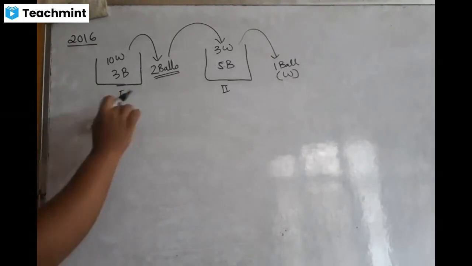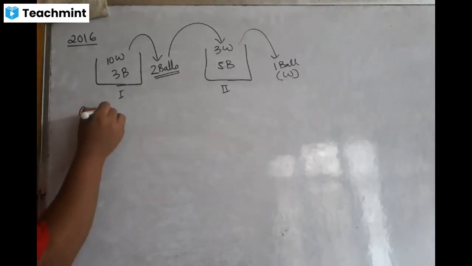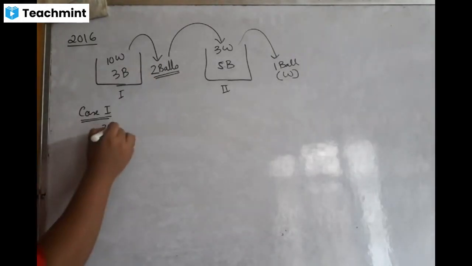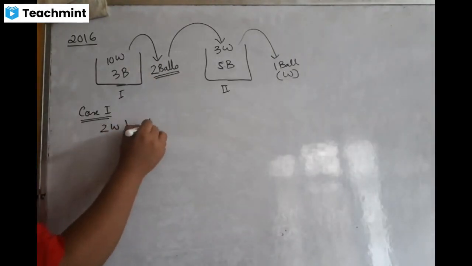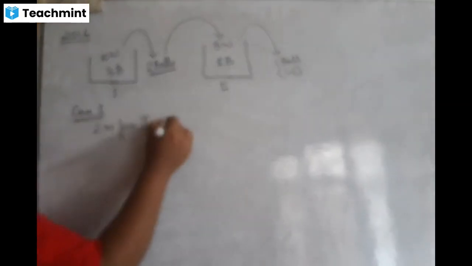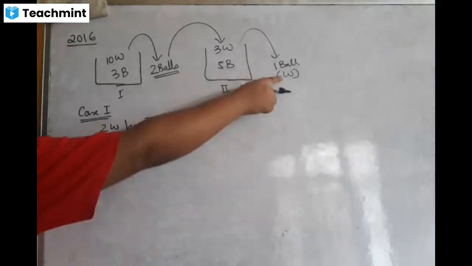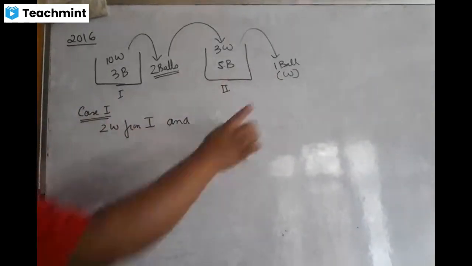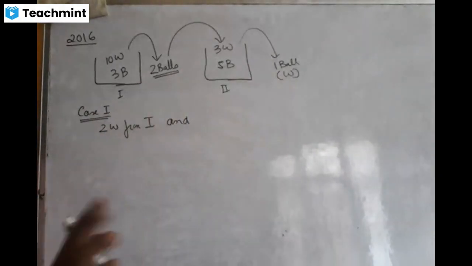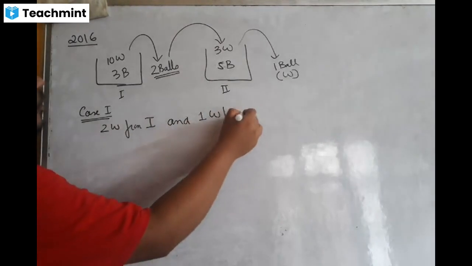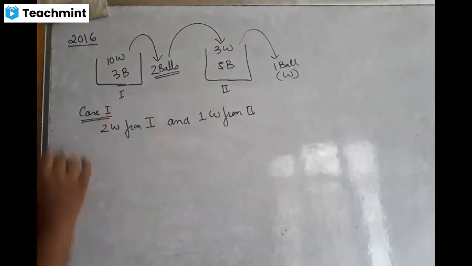Now see, case one. Now let us assume we got two white balls clearly. That means two white from the first bag. And from the second bag, you have to draw only one ball and that also has to be white, no other color. You have to draw one white from two. But there's a slight change out here.